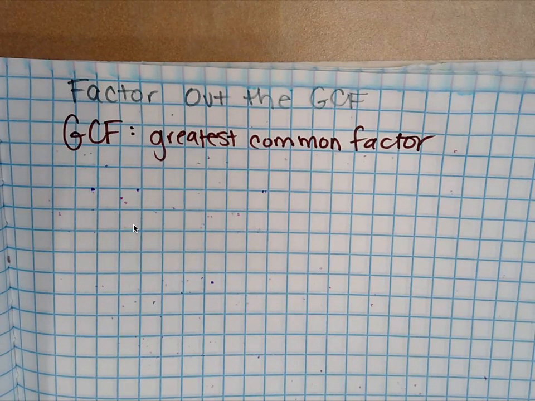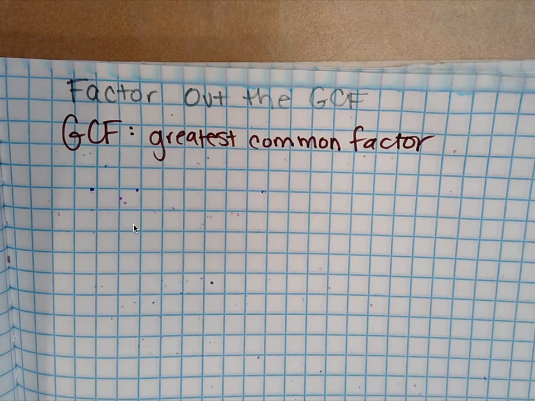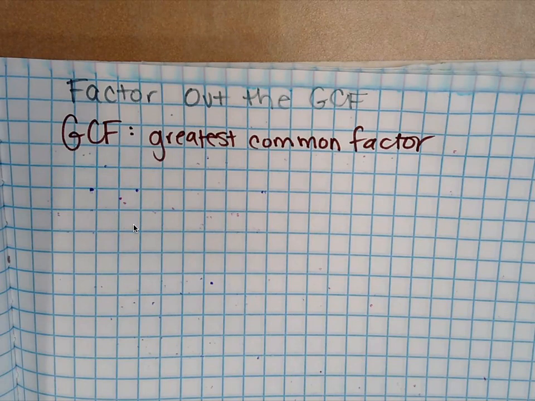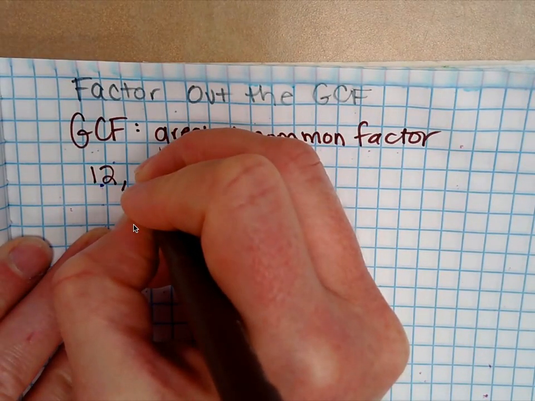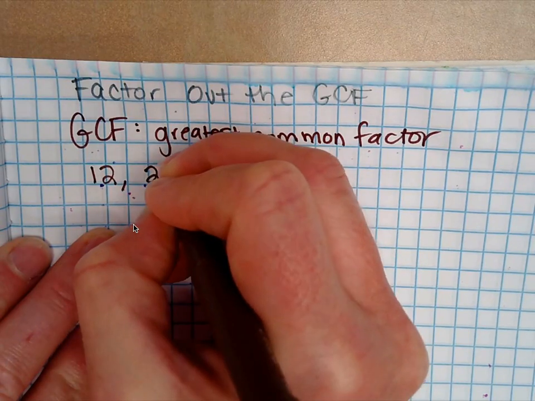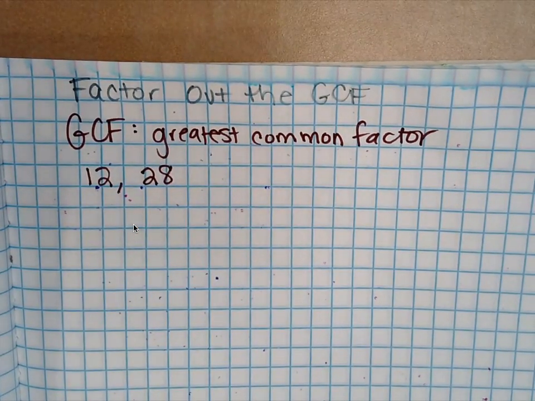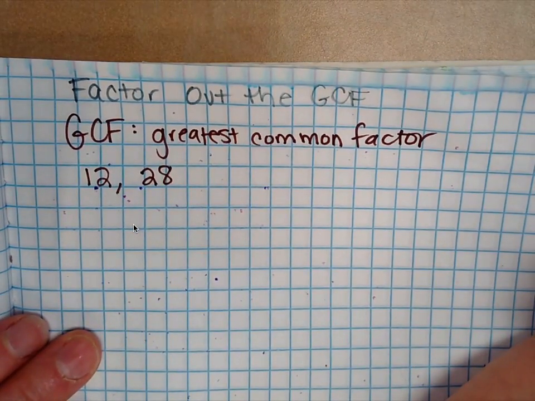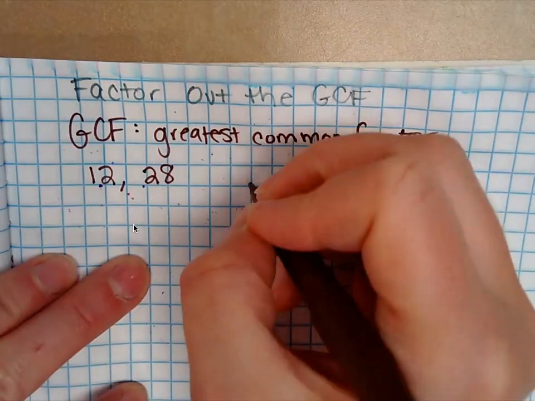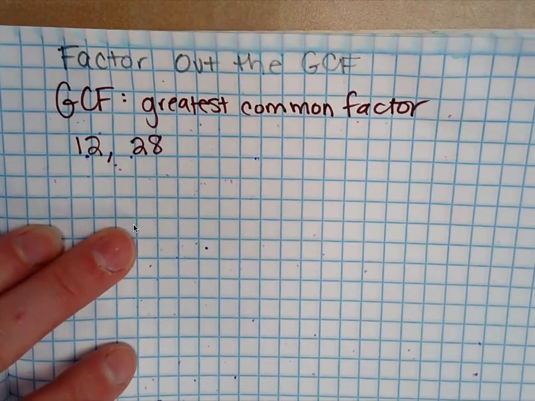So that is the number that is in common with all of the numbers that you're finding the GCF of, and it's the largest common factor, greatest common factor. So it's the largest number that they have in common. So let's do 12 and 28. We want to find the GCF of 12 and 28. They're both divisible by 2, but is that the greatest number? You can do it by 4.